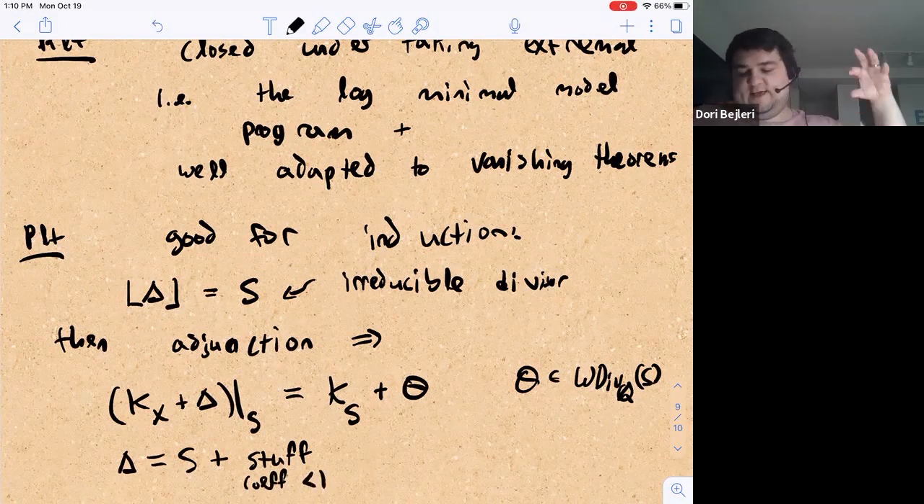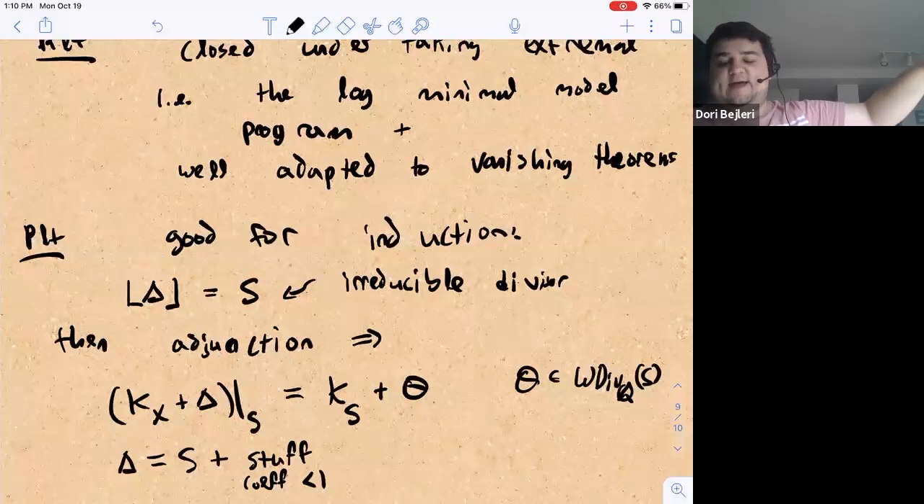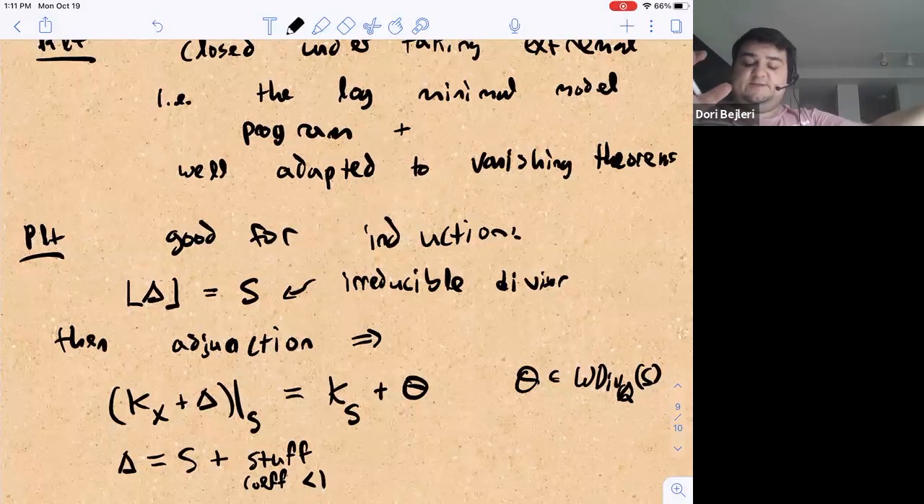And so we know if we put K_X plus S restricted to S, then at least on the generic point, we get the canonical of S. There might be some singularities, some issues coming from singularities. And so what we know is that K_X plus S restricted to S is the canonical of S plus some contribution coming from singularities of S. And then that's included in this theta.